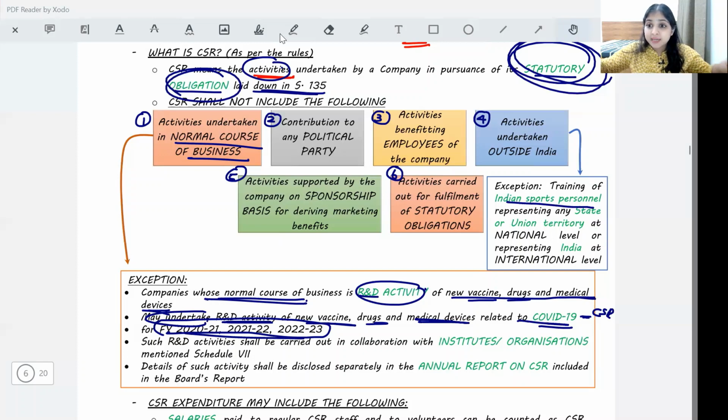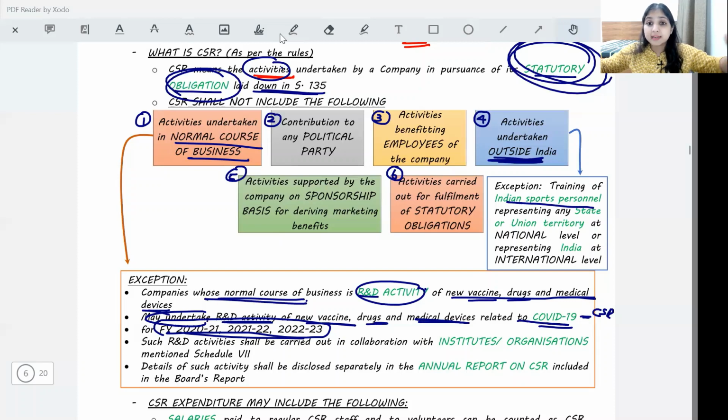They are either representing a state in the national level competitions, or they are representing India in the international level tournaments. So even though I am providing training for them outside India, even though it is an activity done outside India, it will be considered as a CSR activity.